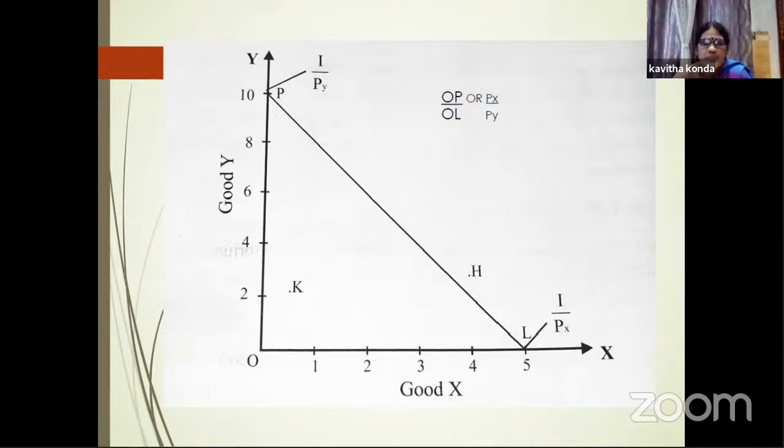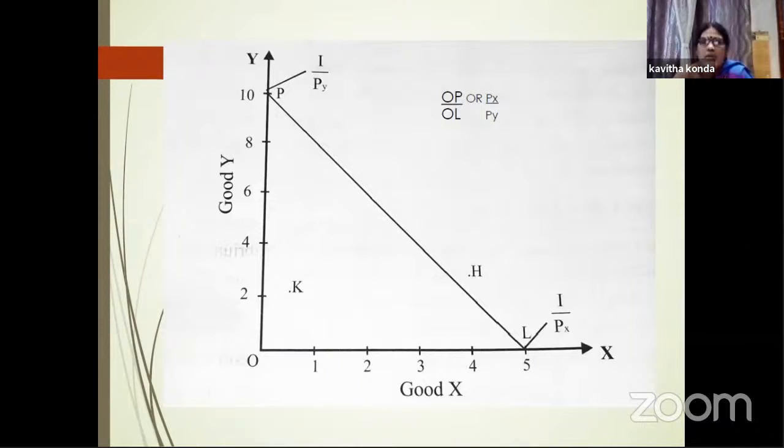It is represented there. And here, if you want to buy only X, at the L point it is shown as income by PX, the price of X. The price of X is 20 rupees. Income is 100 rupees. 100 by 20, he will get 5 units of X.